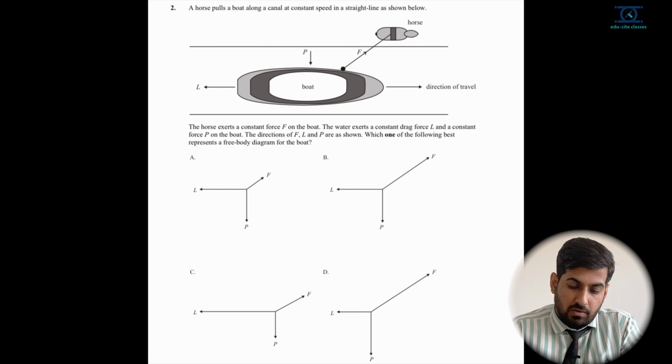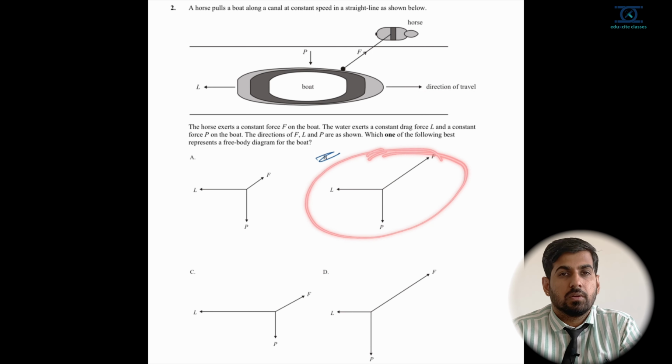Okay, now if you look at which one of the following best represents the free body diagram, this will be the free body diagram, right? So B is the right answer. Look at the arrows, this you have to remember. So the direction of travel is this one, and this is how it has been. So the best representation will be option B.